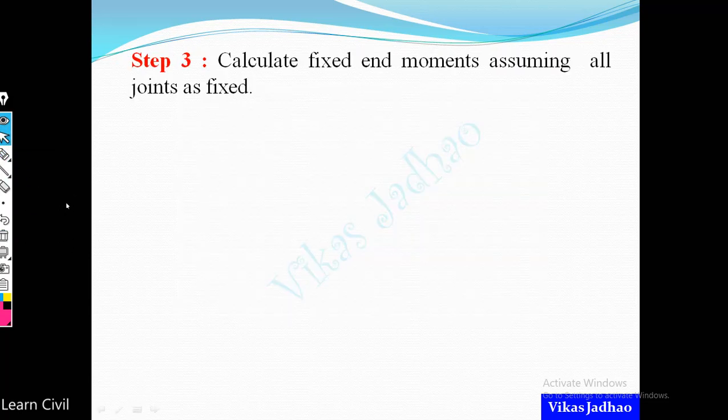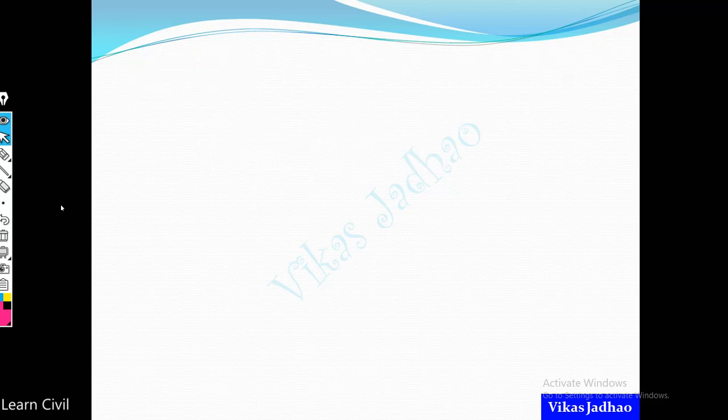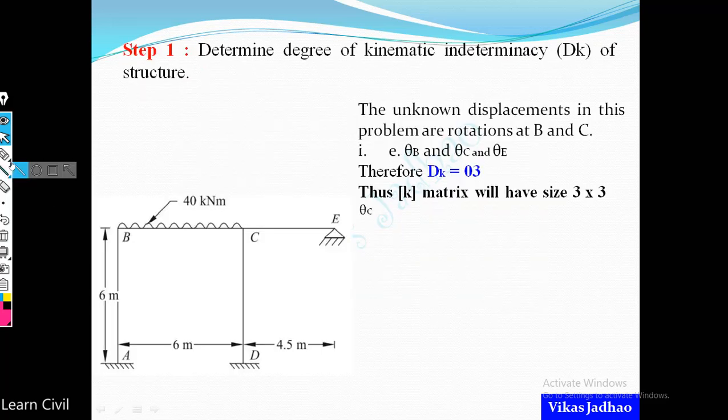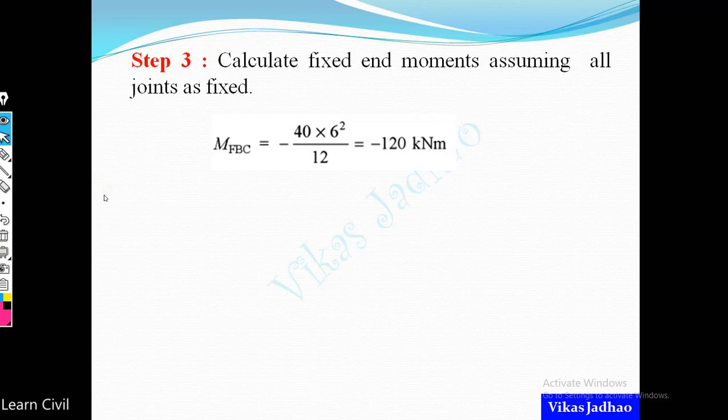Step 3, calculate the fixed end moment assuming all joints as fixed. As we know, for this particular frame, only span BC is subjected to a uniformly distributed load of 40 kN per meter. Therefore, excluding span BC, the rest of the spans will not have any fixed end moment because they are not subjected to any external loads.